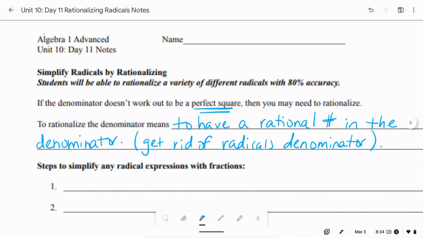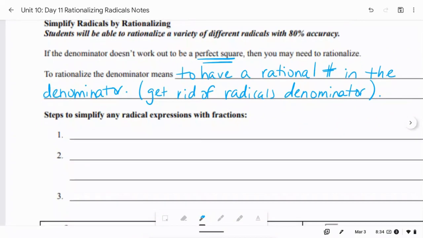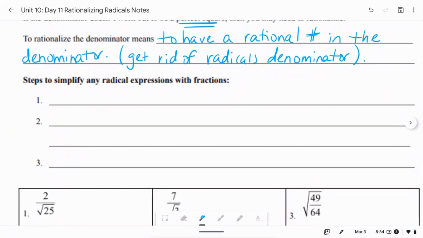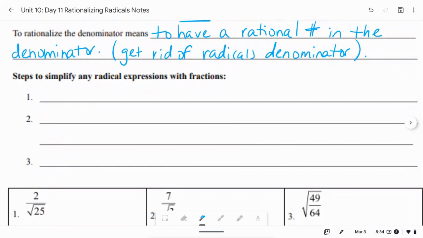So a rule of thumb is that if there is a radical in the denominator, it is not fully simplified. So we cannot leave our answer like that. So we're going to follow 3 steps to rationalize and get rid of any radicals that may be in our denominators. The first thing you're going to do is check for perfect square numbers, because sometimes you'll notice they're perfect square numbers, so you can simplify them right away, and that will eliminate any radicals in the denominator. If they're not perfect square numbers, then we're going to move on to step 2.